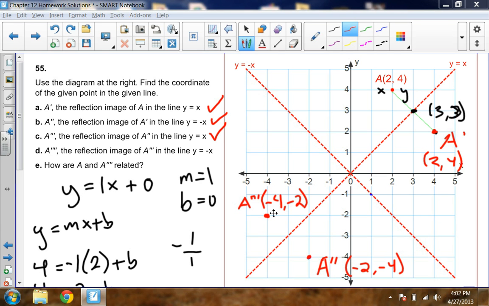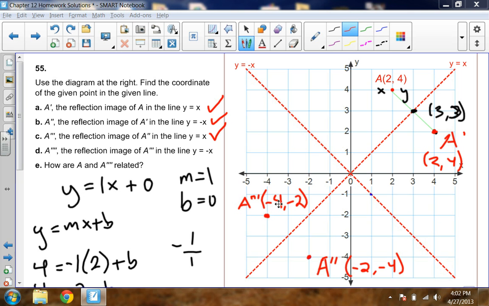Anyway, as I was saying, I apologize if I brushed through these last parts too quickly. I feel like once I spell over one, it could kind of relate afterwards. So we did that one, and finally, let's get A quadruple prime, the reflection image of A triple prime in the line y equals negative x. I'm sorry, negative x. So let's reflect over this line.